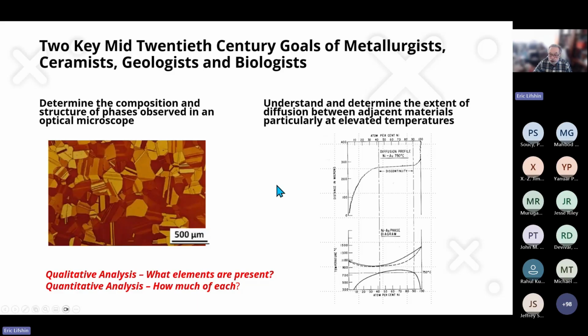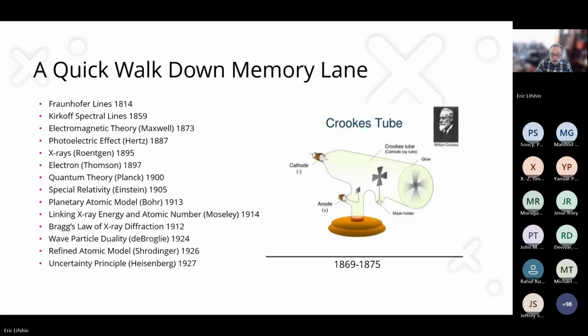Also, you may have an interest in bonding materials together. For example, plating one material on another and then seeing as a function of temperature how those materials might diffuse together and study interdiffusion. And what you were challenged to do was to find some way of being able to do a chemical analysis on this really fine scale.